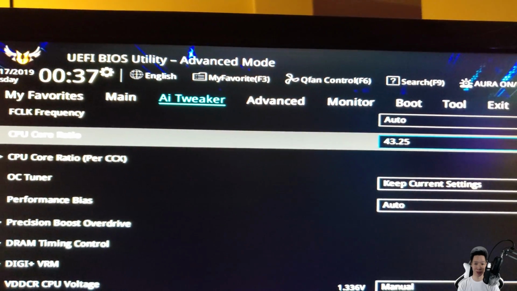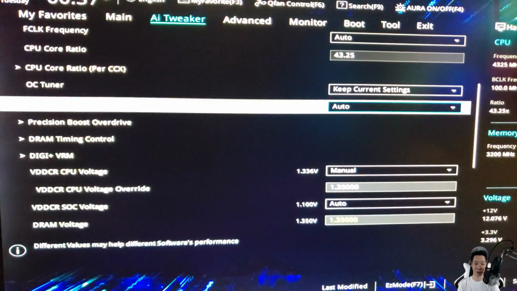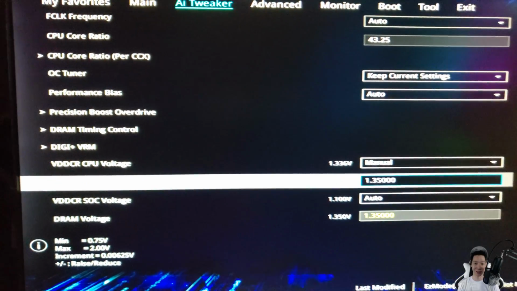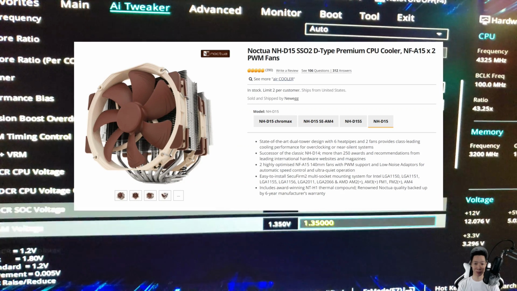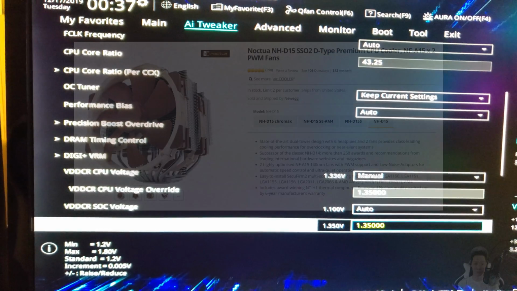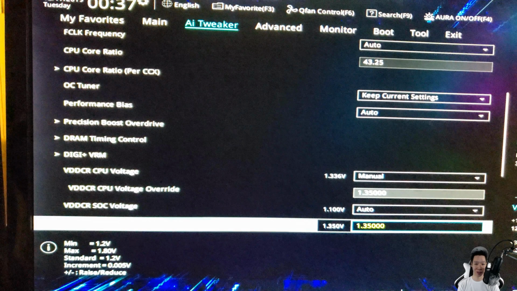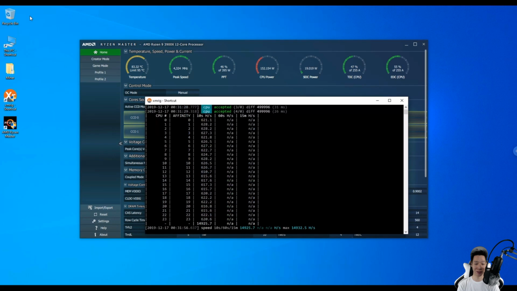I set the CPU clock speed at 4325 MHz and set the voltage at 1.35. Now because I do have one of the best CPU coolers, the Noctua NHD15, putting the voltage this high is no problem. My CPU will not overheat. I can actually overclock and push the CPU a lot higher if I wanted to, but the temperature and power increase was not worth it. So now jumping back into Windows and running the miner, I was now averaging around 15,030 hashes. So let's check this out.